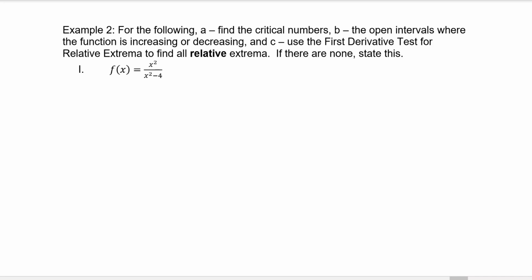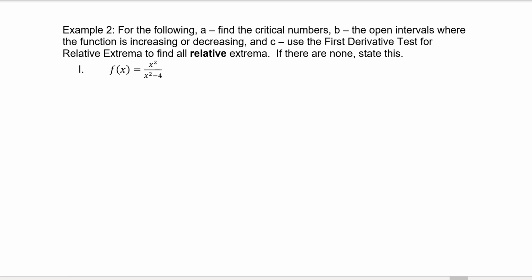Example 2. For the function f of x equals x squared over x squared minus 4, we want to do everything we've done before: find our critical numbers, and find the open intervals where the function is increasing and decreasing. But now we're also going to use the first derivative test to find the relative extrema for this function. And again, if there are none, we're going to state that.